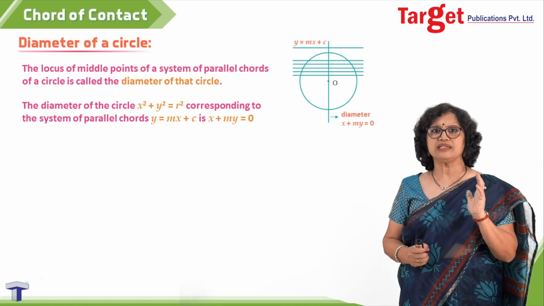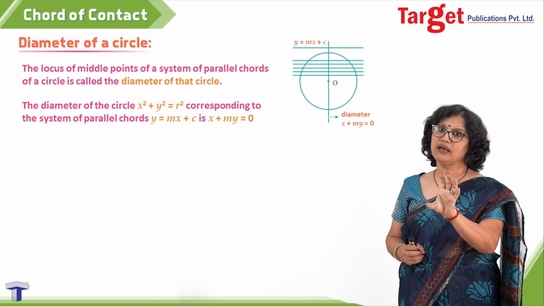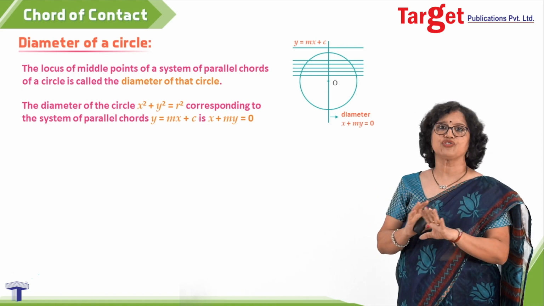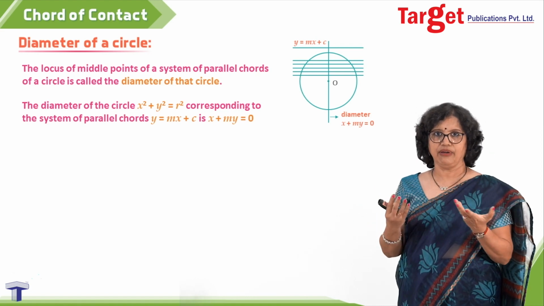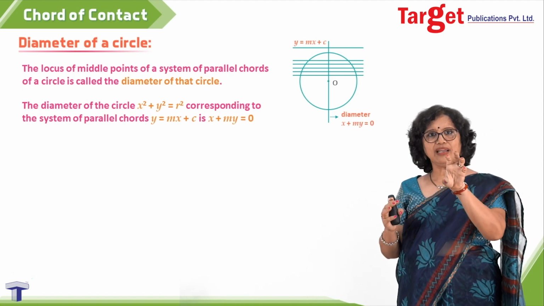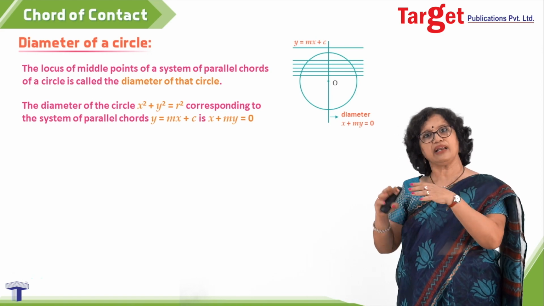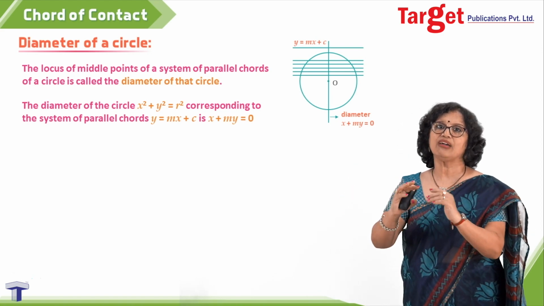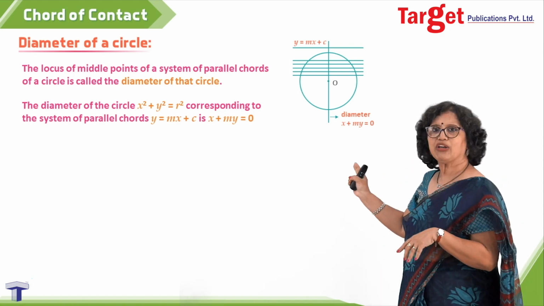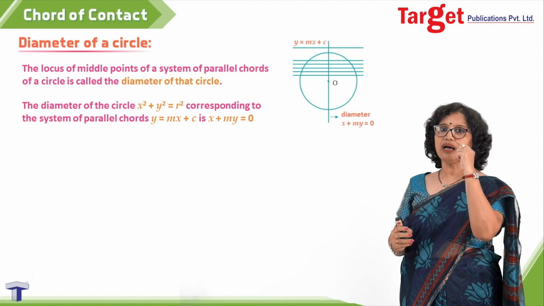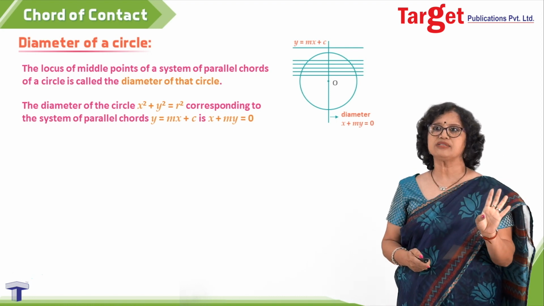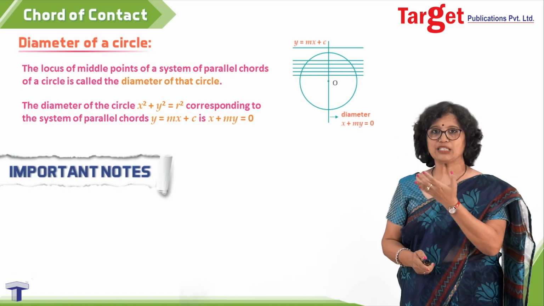I try to give explanation at times, and if you know the explanation part, then you can remember the equation straight away. Otherwise, it becomes extremely difficult, at least for a person like me, I feel. It becomes very difficult to remember just formally. If you know some theory behind it or understanding, some explanation behind it, it becomes easy. If I give you straight away the equation of diameter is x plus my equal to 0, you may ask why. I'm giving you that explanation. Again I repeat, slope is minus 1 upon m and it passes through the origin. This is good enough to understand that the equation is x plus my equal to 0.